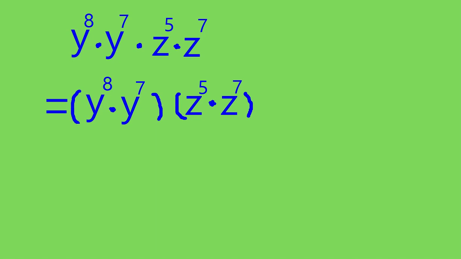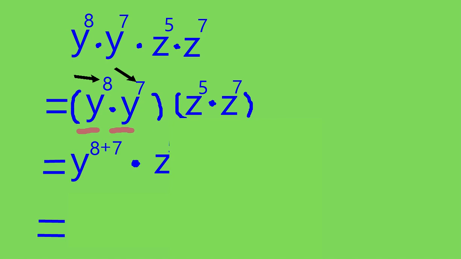On the left-hand side we now add the 2 exponents, which are 7 and 8. And on the right-hand side, we add the 2 exponents of the z, which are 5 and 7. On the left-hand side, after adding the exponents of both y, we get y raised to the power of 15. And on the right-hand side, after adding the exponents of both z, we get z raised to the power of 12. So we get y raised to the power of 15 times z raised to the power of 12.